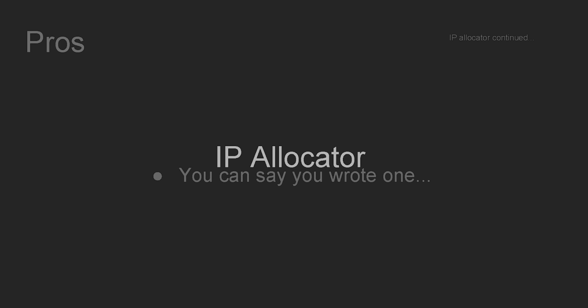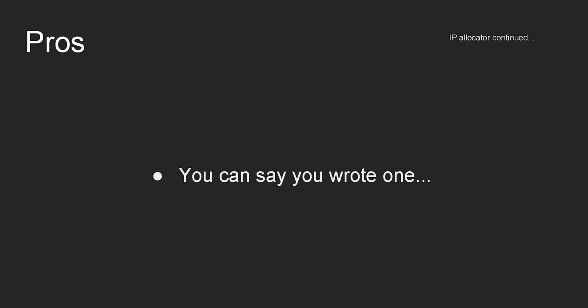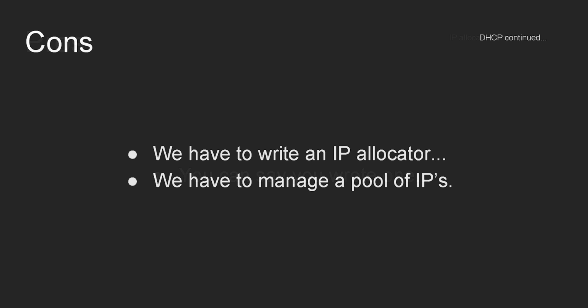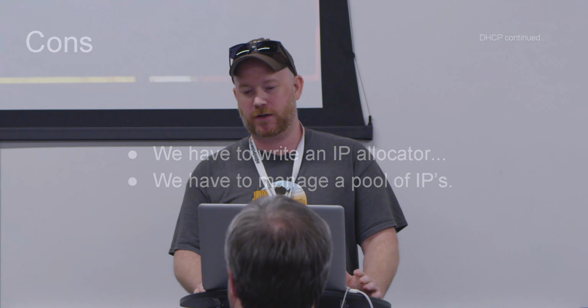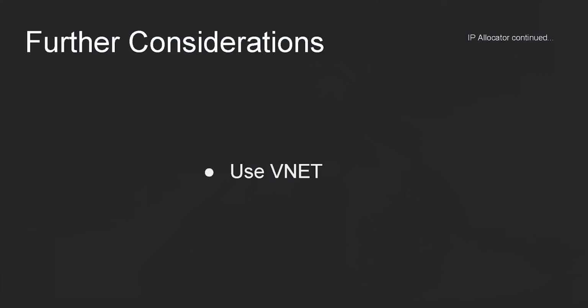The pros, well, you can say you wrote one, which doesn't really carry much weight. But the cons, you have to write one. And then you have to manage a pool of IPs, which can be somewhat tedious, especially if you've got an old ornery network administrator who doesn't want to give you even the tiniest CIDR block. All right, we only have 15 minutes left, so we're going to skip over what the IP allocator looks like. I'm sure everybody can dig deep and use their imaginations and figure out what that code looks like. That's the least interesting bit of this. If you're going to do this for real, though, use VNet.